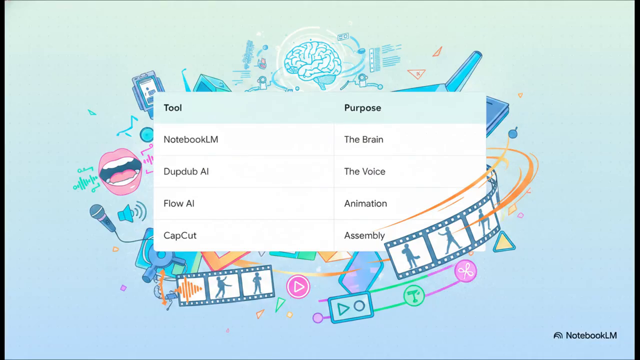So how exactly are they pulling this off? Well, it all relies on a completely free tech stack. It's basically the ultimate zero-cost production studio. You've got NotebookLM acting as the brain, DupDub AI stepping in as the voice, flowai handling the animation, and finally CapCut pulling it all together for the assembly. You literally don't need a budget to start. You just need to know how to connect these 4 tools.